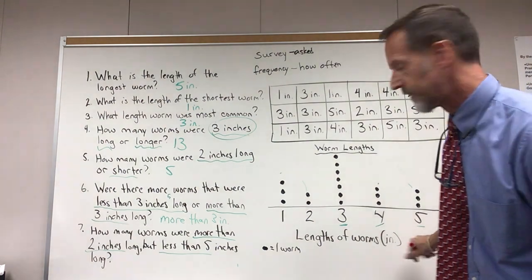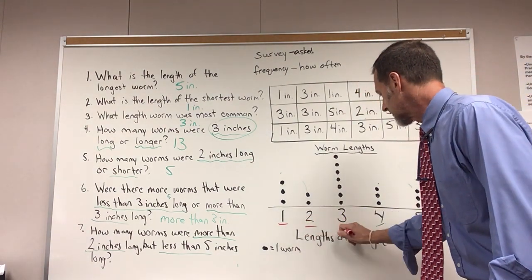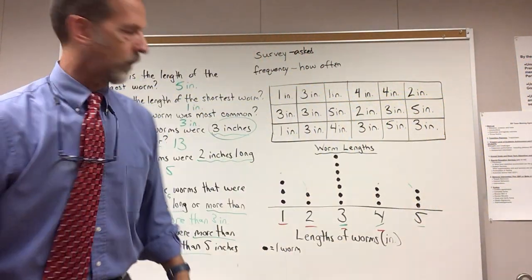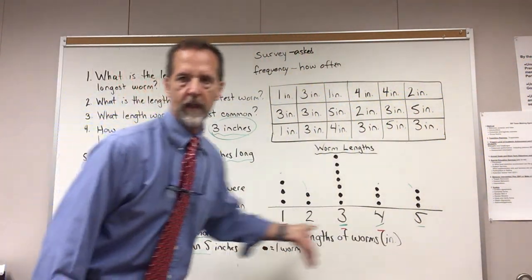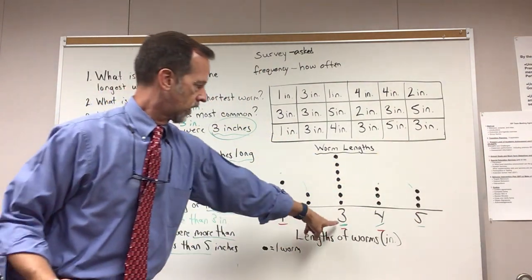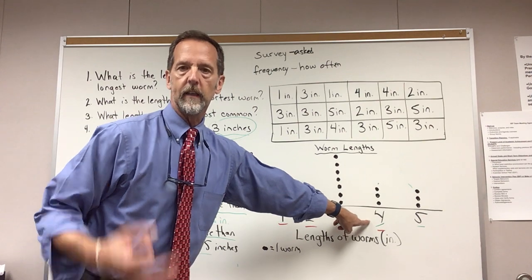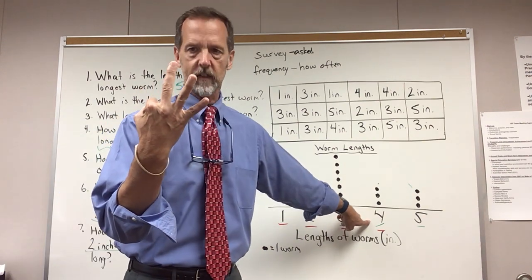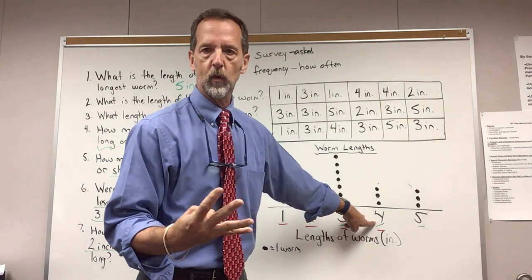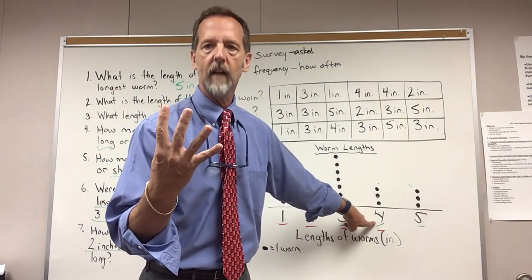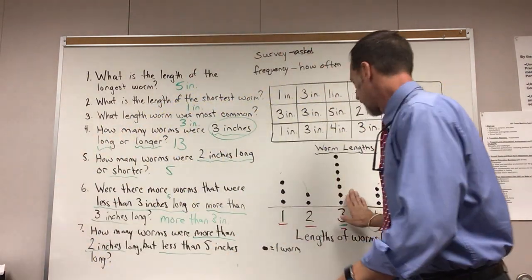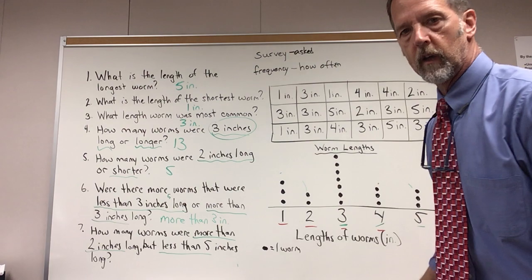Now I'm going to do less than 5. Less, less, less, less. Which numbers have 2 marks under them? Which ones were both more than 2 but less than 5? 3 and 4. Is 3 more than 2? Yes. Is it less than 5? Yes. Is 4 more than 2? Yes. Is it less than 5? Yes. So I've got to count all the worms in the 3 column and the 4 column.